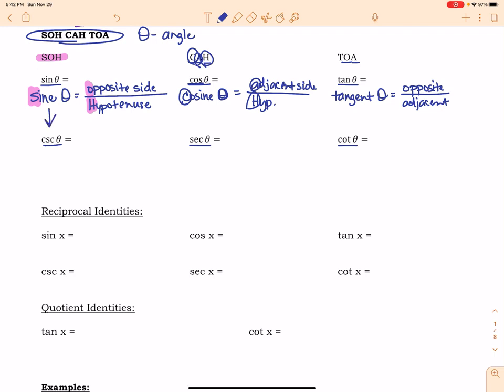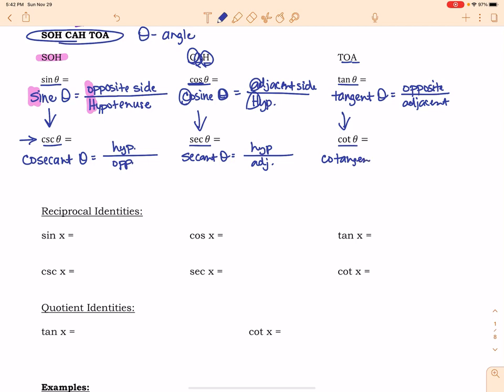All right, now these right here, these are reciprocals. So cosecant is the reciprocal of sine, secant is the reciprocal of cosine, cotangent is the reciprocal of tangent. So we are going to write these out, so you'll know what they look like. I did have a kid a few years ago call this cusk. It's not, it's cosecant. And since it's the reciprocal of sine, guess what? It's the hypotenuse over the opposite side. You just flip it around. Secant theta is going to be the reciprocal of cosine, which is hypotenuse over adjacent. And cotangent theta is equal to the reciprocal of tangent, so that's going to be adjacent over opposite side.